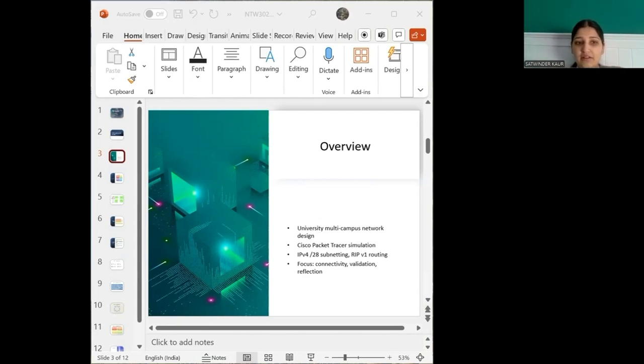In short, the project not only gave us hands-on experience with subnetting and routing, but also helped us understand why design choices like dynamic routing protocols are important for scaling networks.